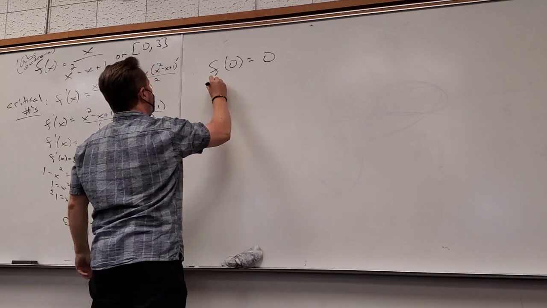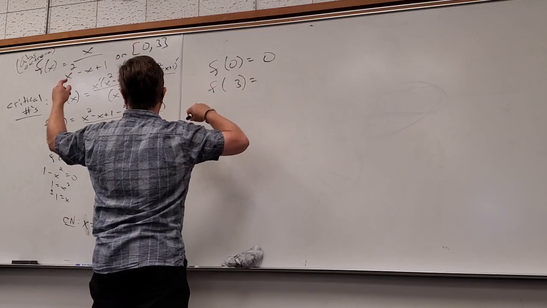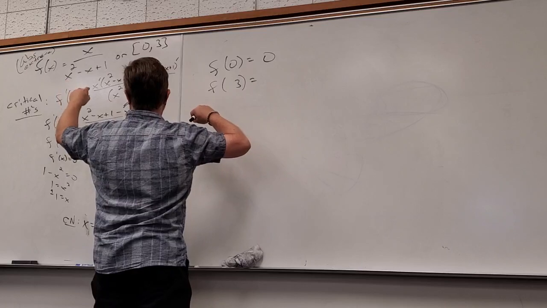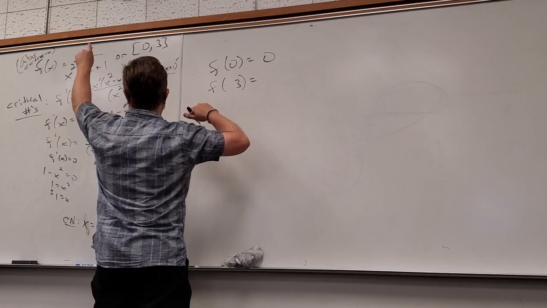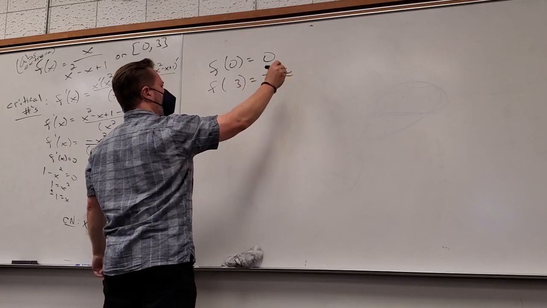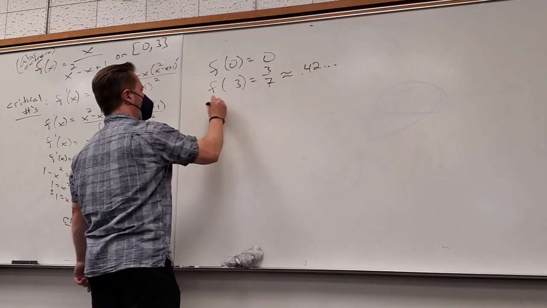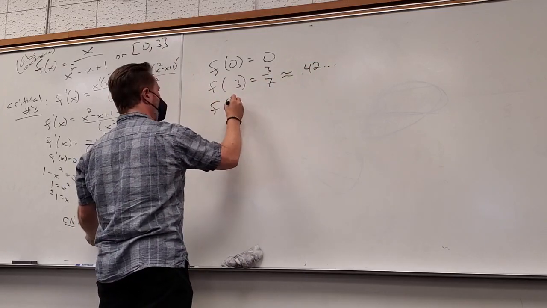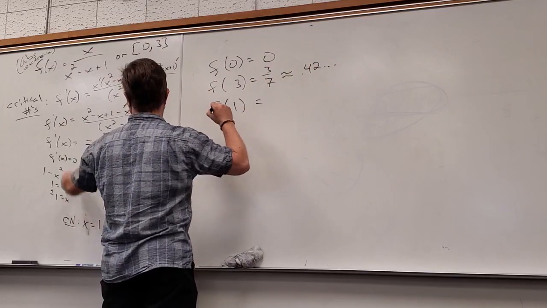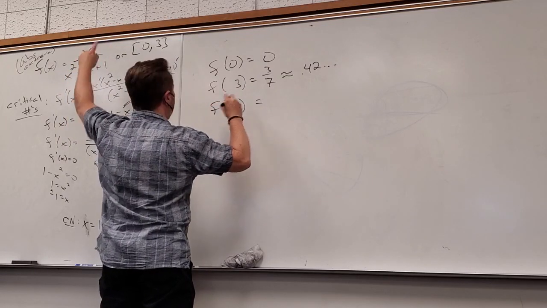What is f of 3? I don't know. 3 over 7. 3 over 7, is that right? Which I think is about 0.42 something. And what's f of 1? 1. Yeah, 1 over 1 minus 1 plus 1 is 1. Okay.